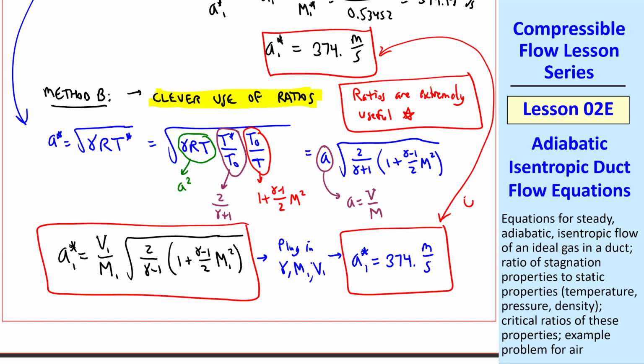It's always nice when we do 2 different techniques and get the same answer. And I want to stress this clever use of ratios. Since we have most of our equations as ratios, you multiply and divide by T naught or by T, etc. to get these in the right form where we can use our equations. Keep that in mind, and we'll do that more often in the future.